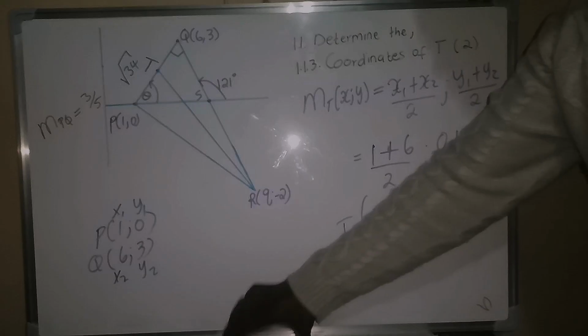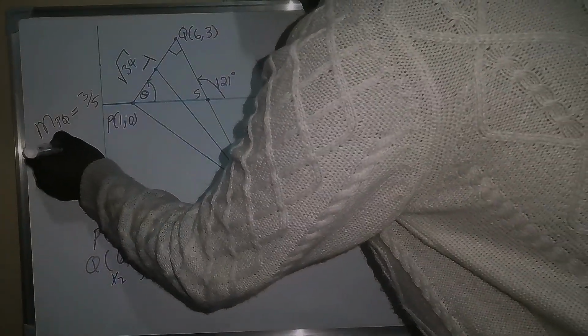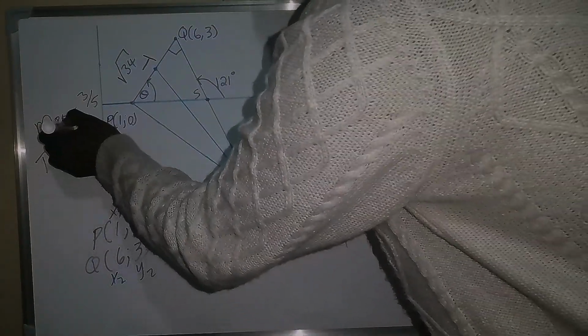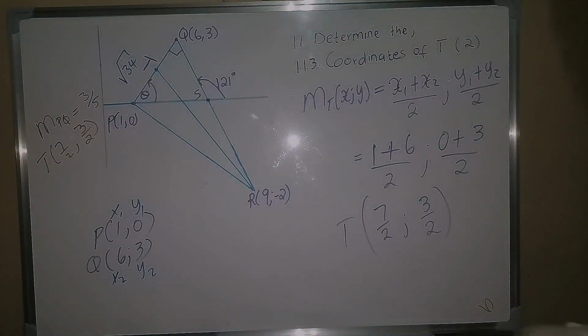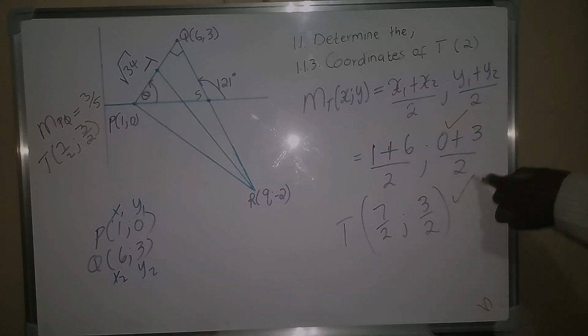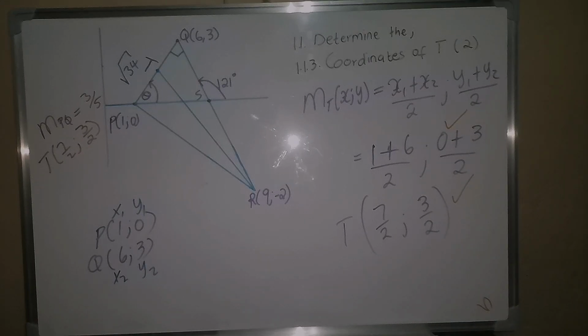Let me just write them here. Coordinates of T: 7 over 2 and 3 over 2. These are the coordinates of point T, our midpoint, for 2 marks. How do they mark it? You have substituted and written the coordinates. Then you are done. That's how they mark it.